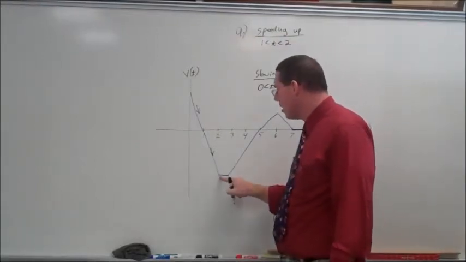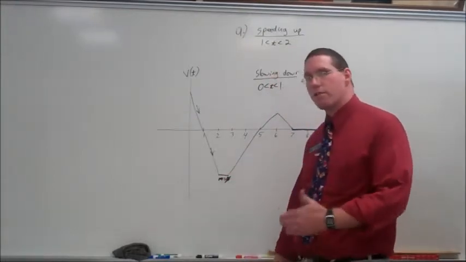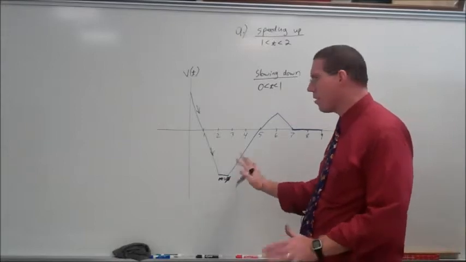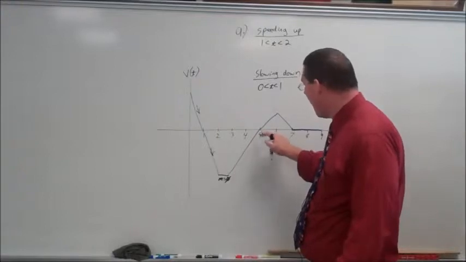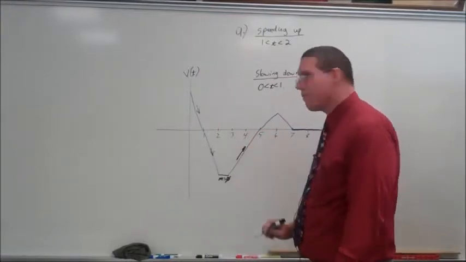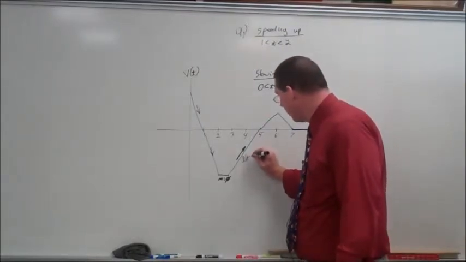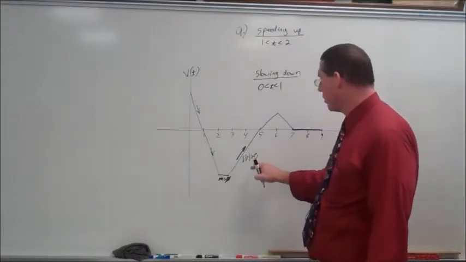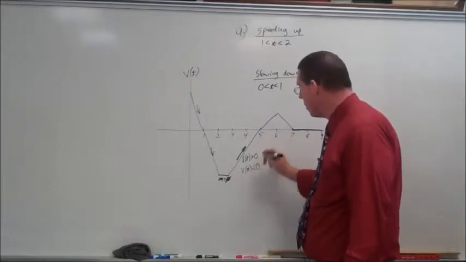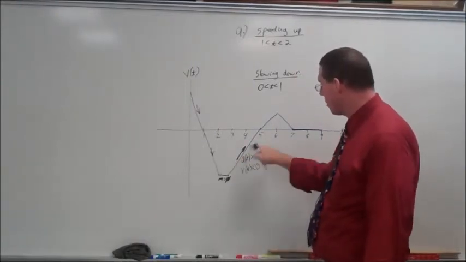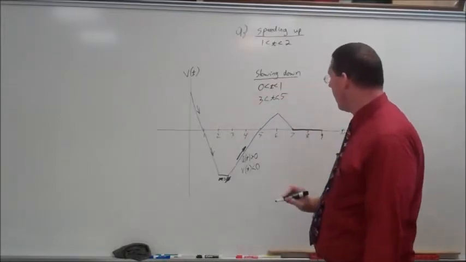Now, from 2 to 3, velocity has a slope of 0, and so acceleration is neither positive nor negative. So from 2 to 3, it's not speeding up, it's not slowing down. But from 3 all the way up until 5, velocity has a positive slope. That means acceleration is positive. So right here, acceleration, a of t, is greater than 0. Acceleration is positive, but velocity is negative. It's below the t-axis. So from 3 to 5, it's slowing down.